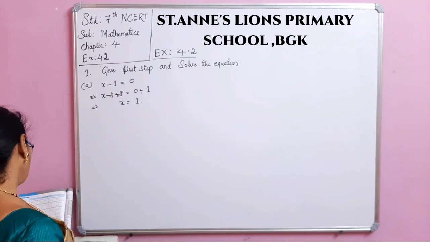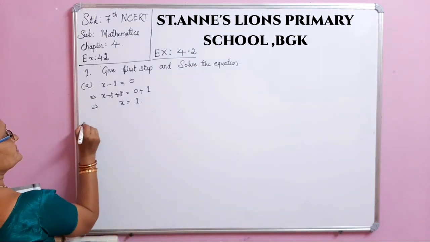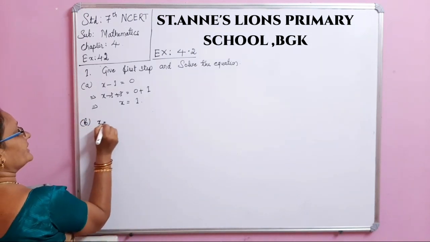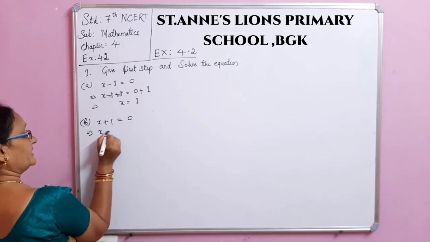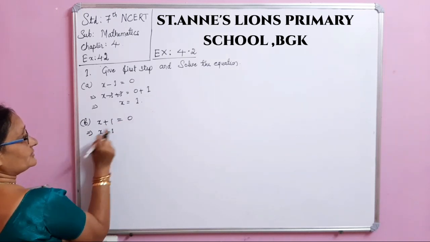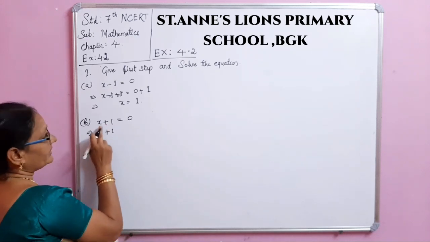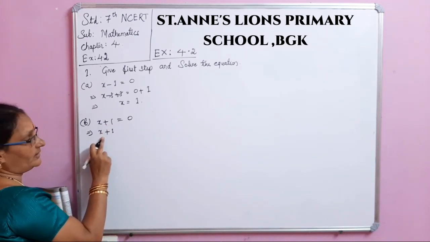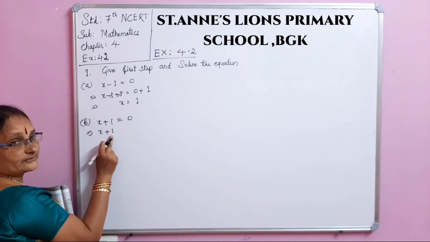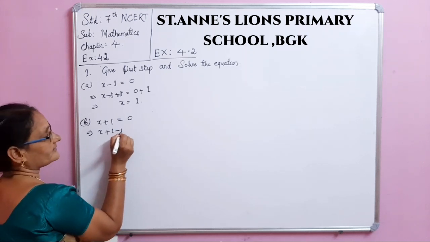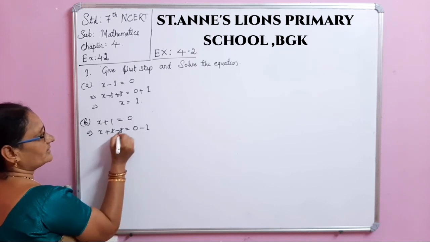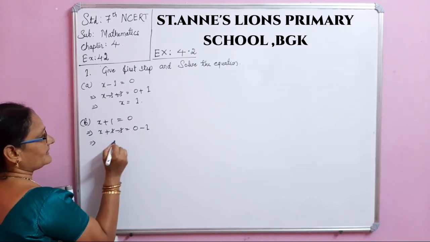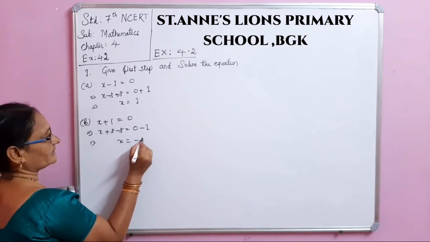Next, second one, x plus 1 equal to 0. Here see, you separate this variable. To get only x on this side, what do we have to do? We have to delete this 1. How? By subtracting 1. Here 0 minus 1. 1 got cancelled. So x is equal to minus 1.